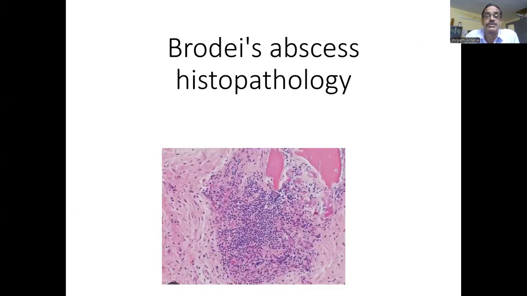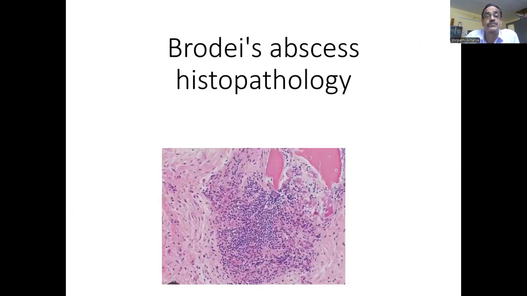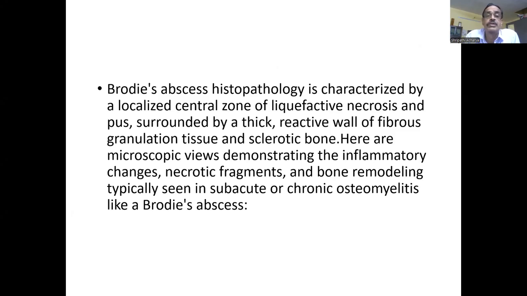Next, Brodie's abscess is the pathology. So you can see Brodie's abscess. Brodie's abscess histopathologically is characterized by a localized central zone of liquefactive necrosis and pus, surrounded by a thick, reactive wall of fibrous granulation tissue and sclerotic bone.